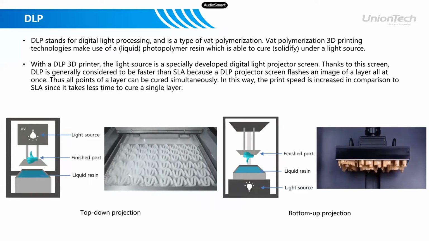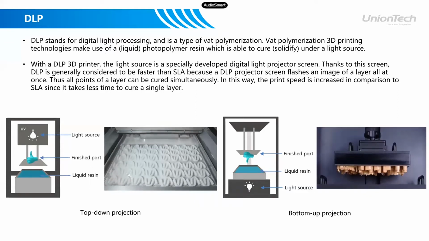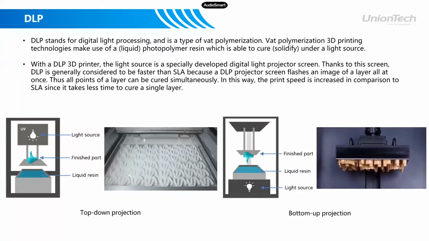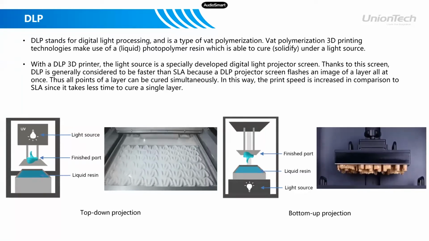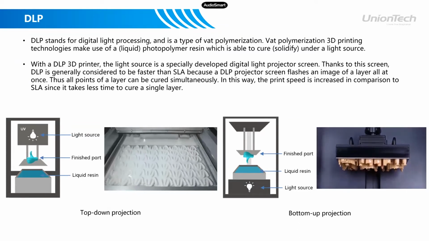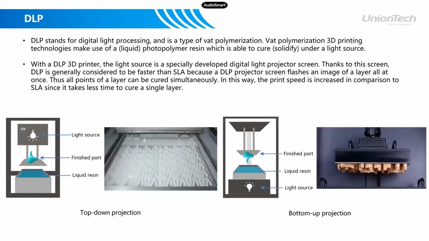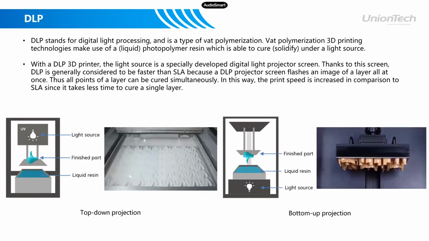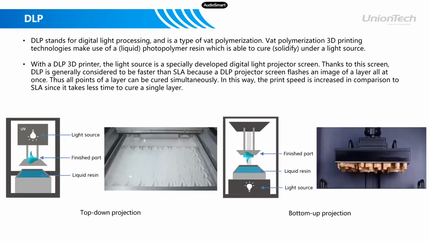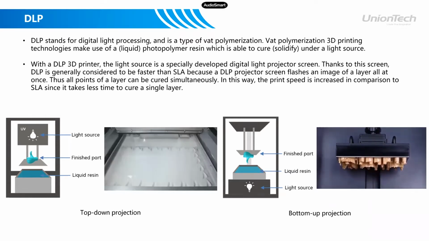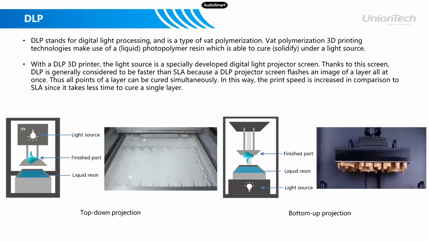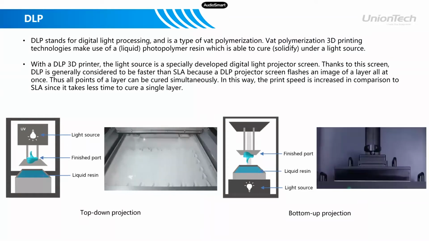Similarly to SLA, a DLP is also solidifying liquid resin. Differences: the SLA uses a laser to scan the resin in a dot, while DLP uses a digitalized projector to flash the resin in an image, like making a photo with a micron thickness. There are two types of DLP technologies.